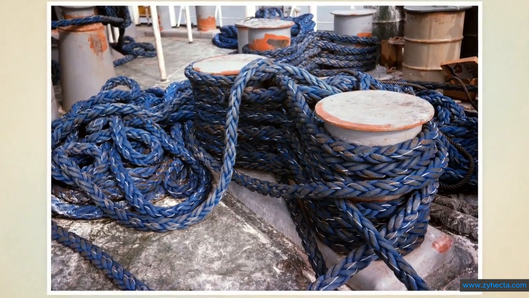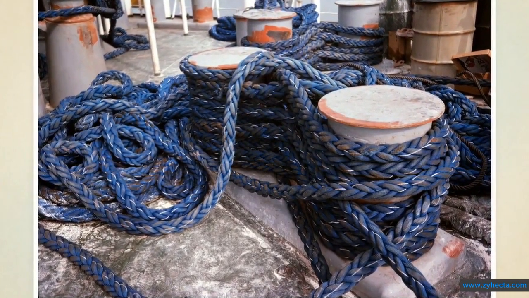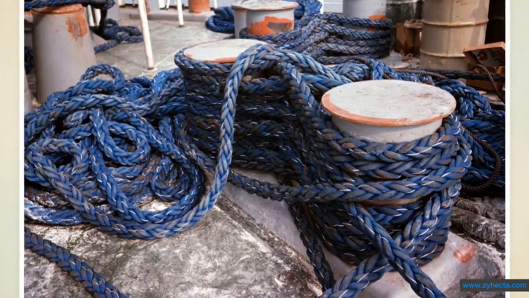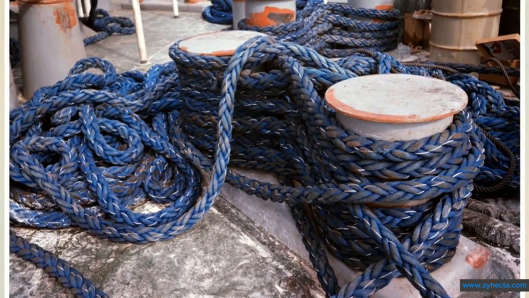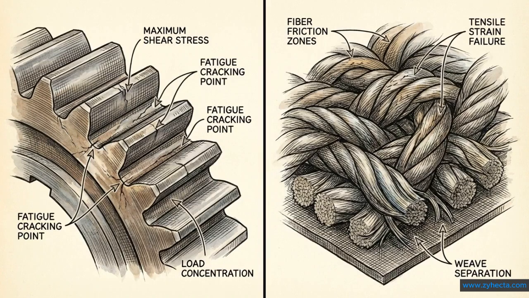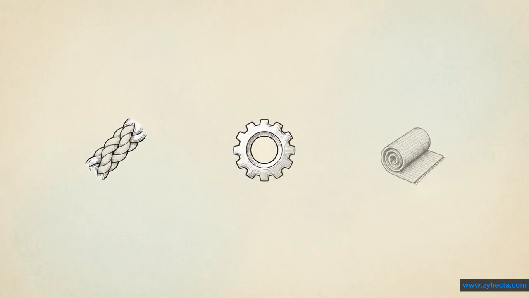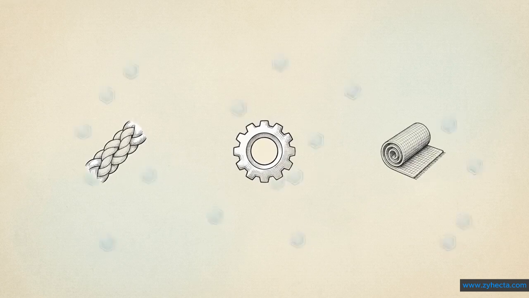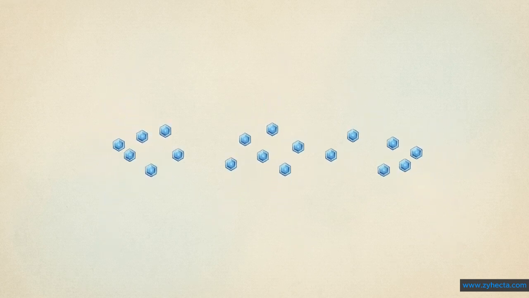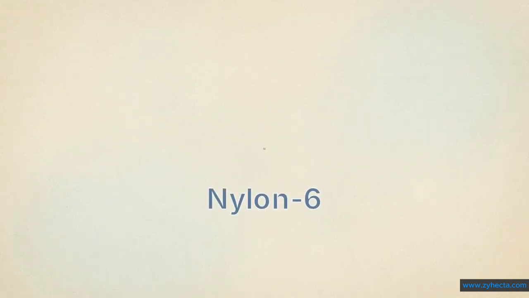Look closely at a heavy-duty marine rope. The physical strength required to hold thousands of pounds of tension against the ocean is significant. We see that same durability in high-stress automotive gears and high-tenacity industrial carpets. Despite looking and feeling entirely different, these materials are chemically identical. They are all made of nylon 6.